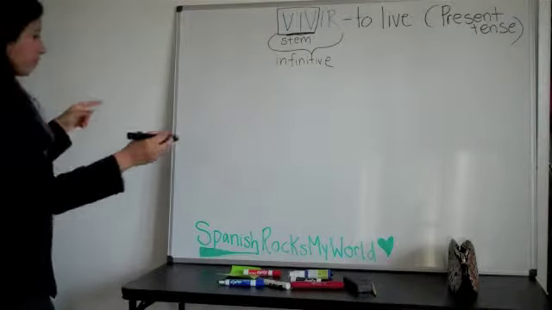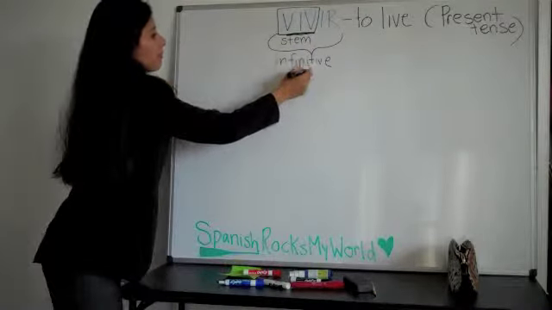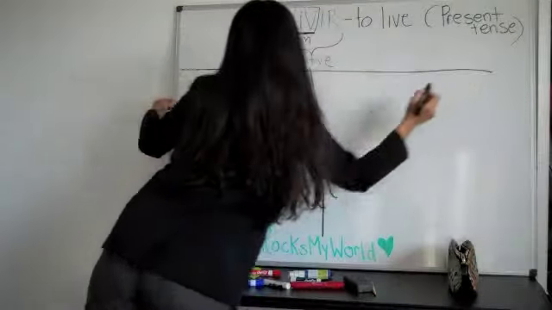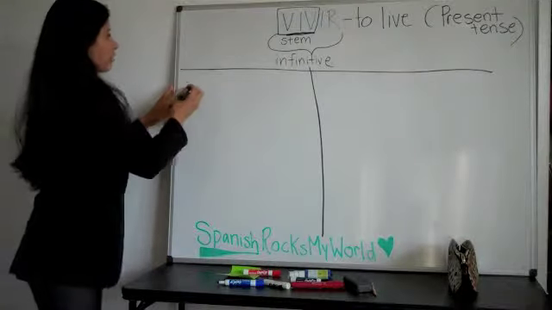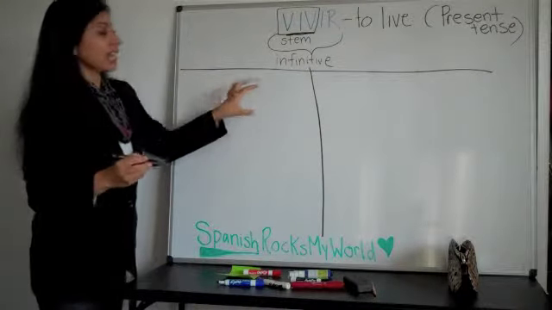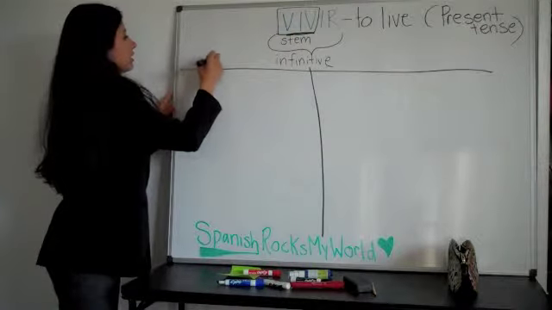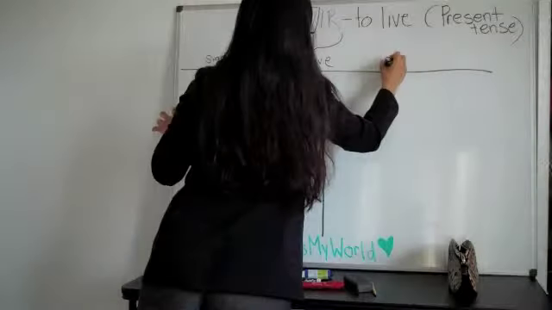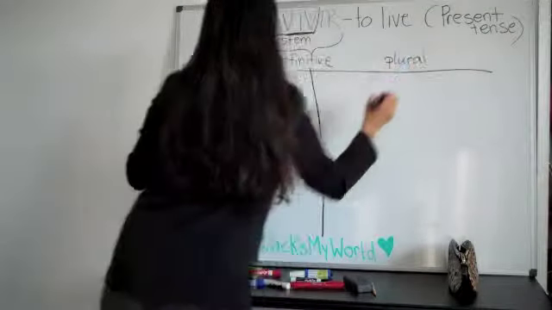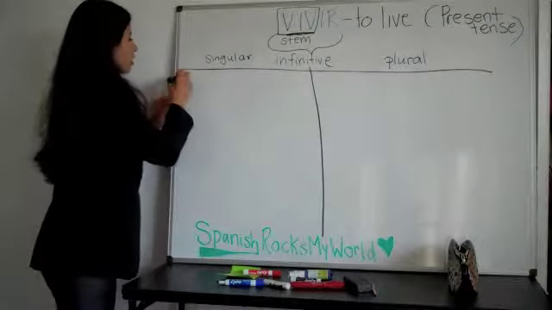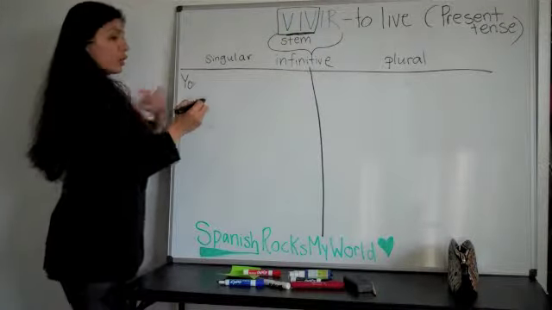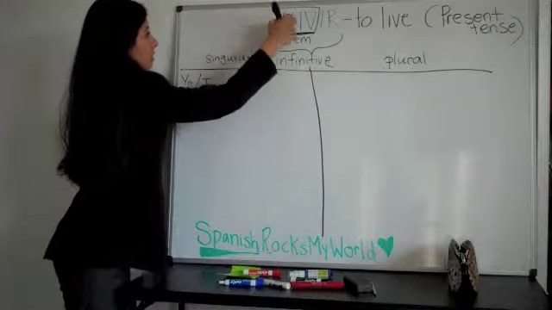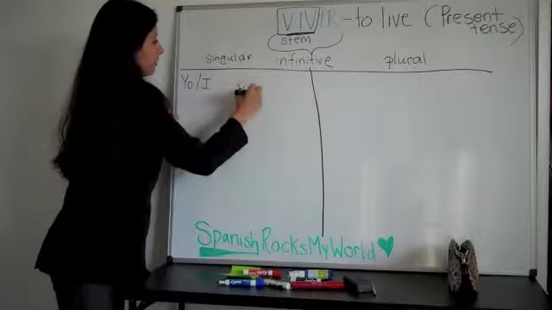Okay, so I'm going to do my chart, right? And then vivir. So the first person, this is the singular side and this is the plural side. Singular and then plural. Okay, and I'll show you what that means. Yo means I. Okay, and let me go ahead and put my stem. So this is my stem, I'm going to put it here.